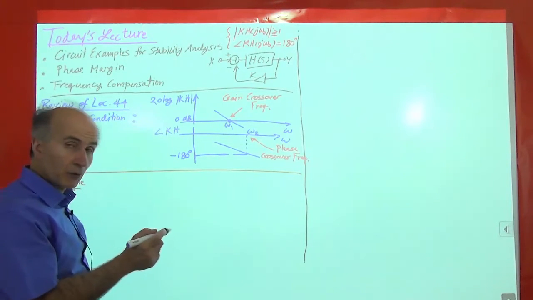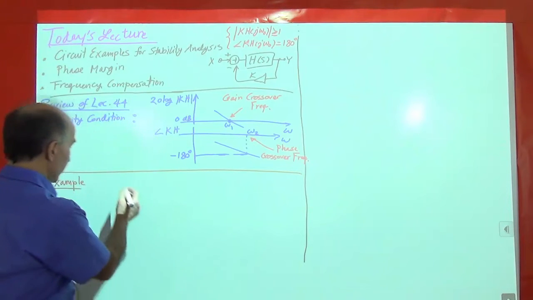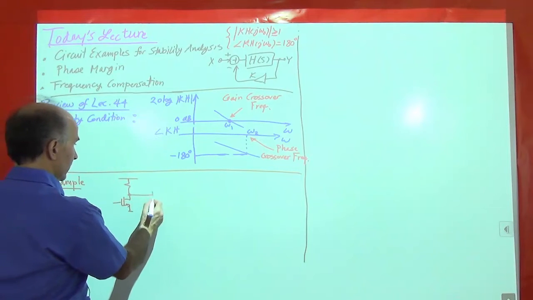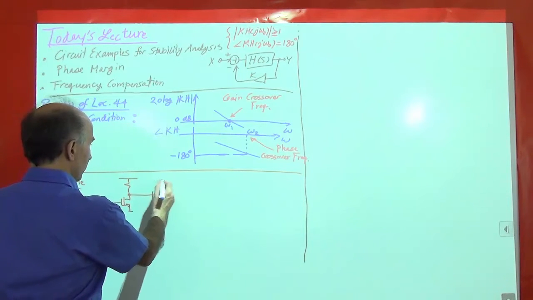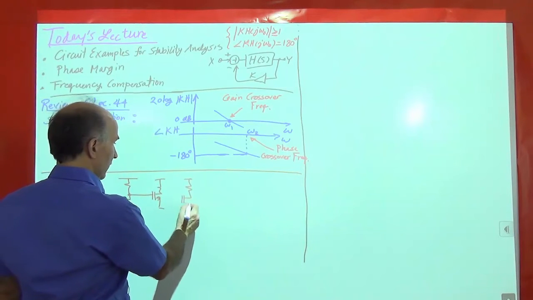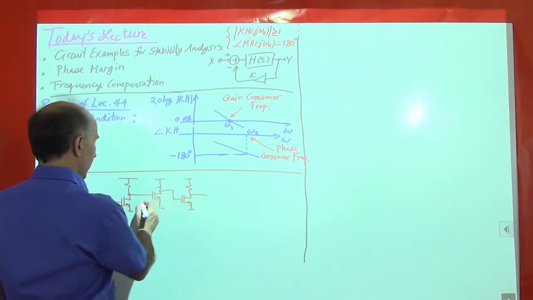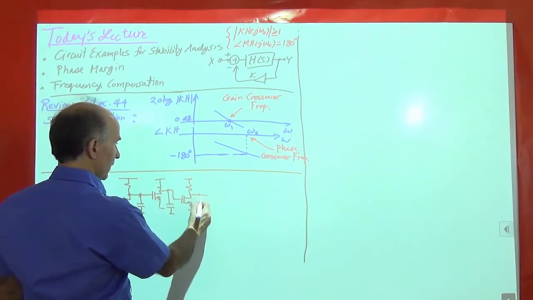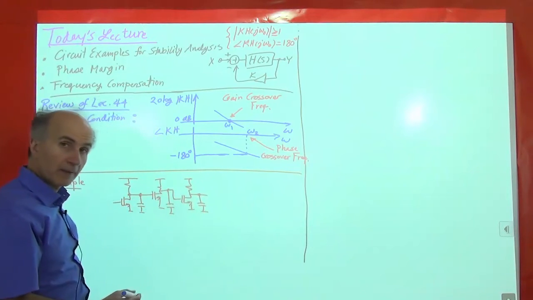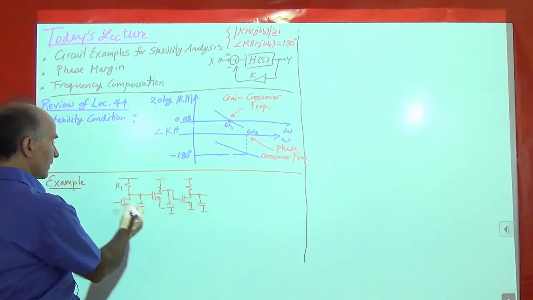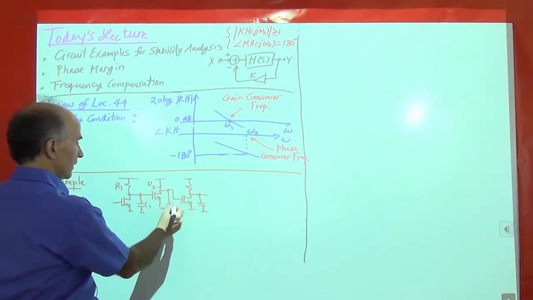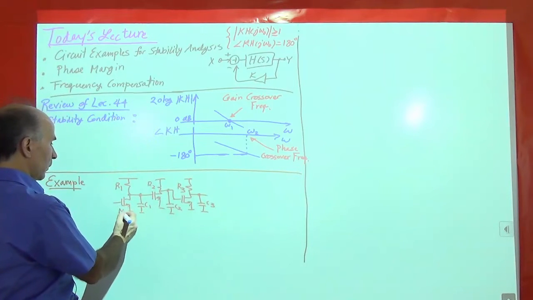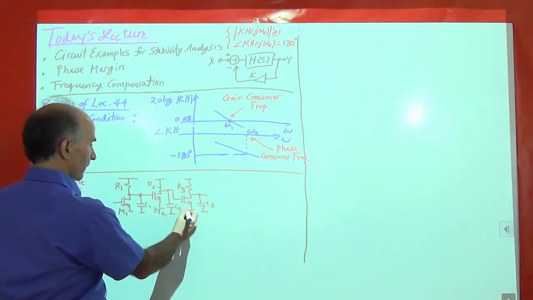I take a three-stage amplifier. So here's a three-stage amplifier consisting of common source stages or common emitter stages, whatever you want, it doesn't make much difference. And these have some load capacitance at the output of each stage. Let's not worry about other capacitances. So we call this R1, C1, R2, C2, R3, C3. And then these are M1, M2, and M3.